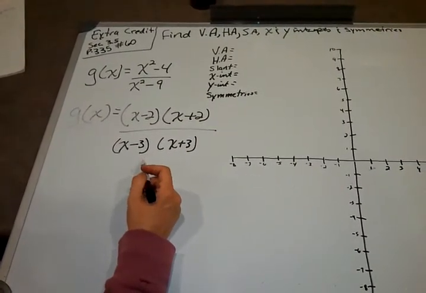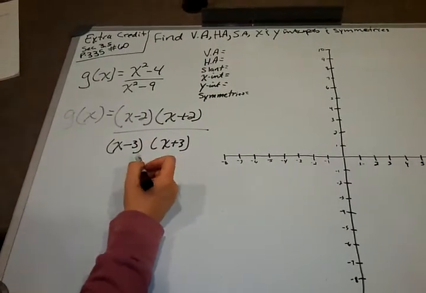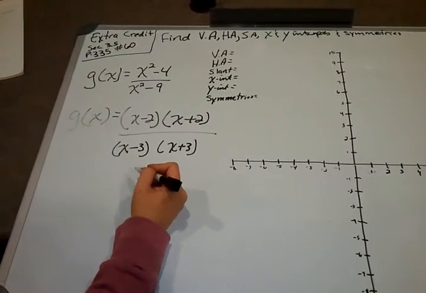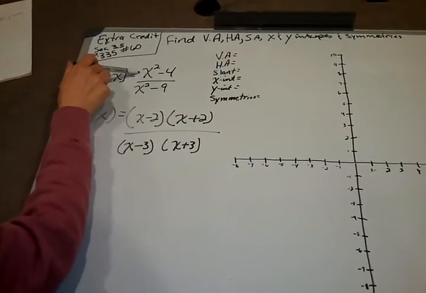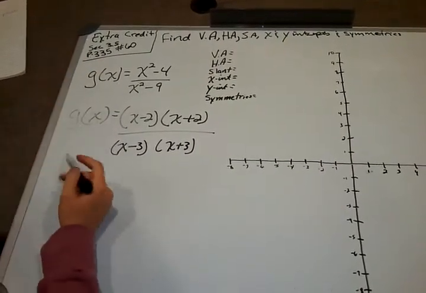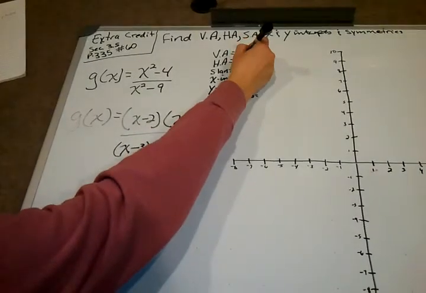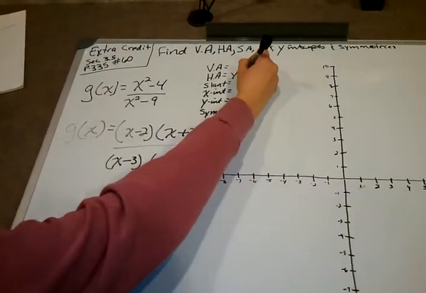This is how we're going to find our y-intercept and our x-intercept. But first thing we're going to do is to find the horizontal asymptote. We look at the coefficient of the original. This is 1 and this is 1. That makes it a horizontal asymptote of 1, because 1 over 1 equals 1.